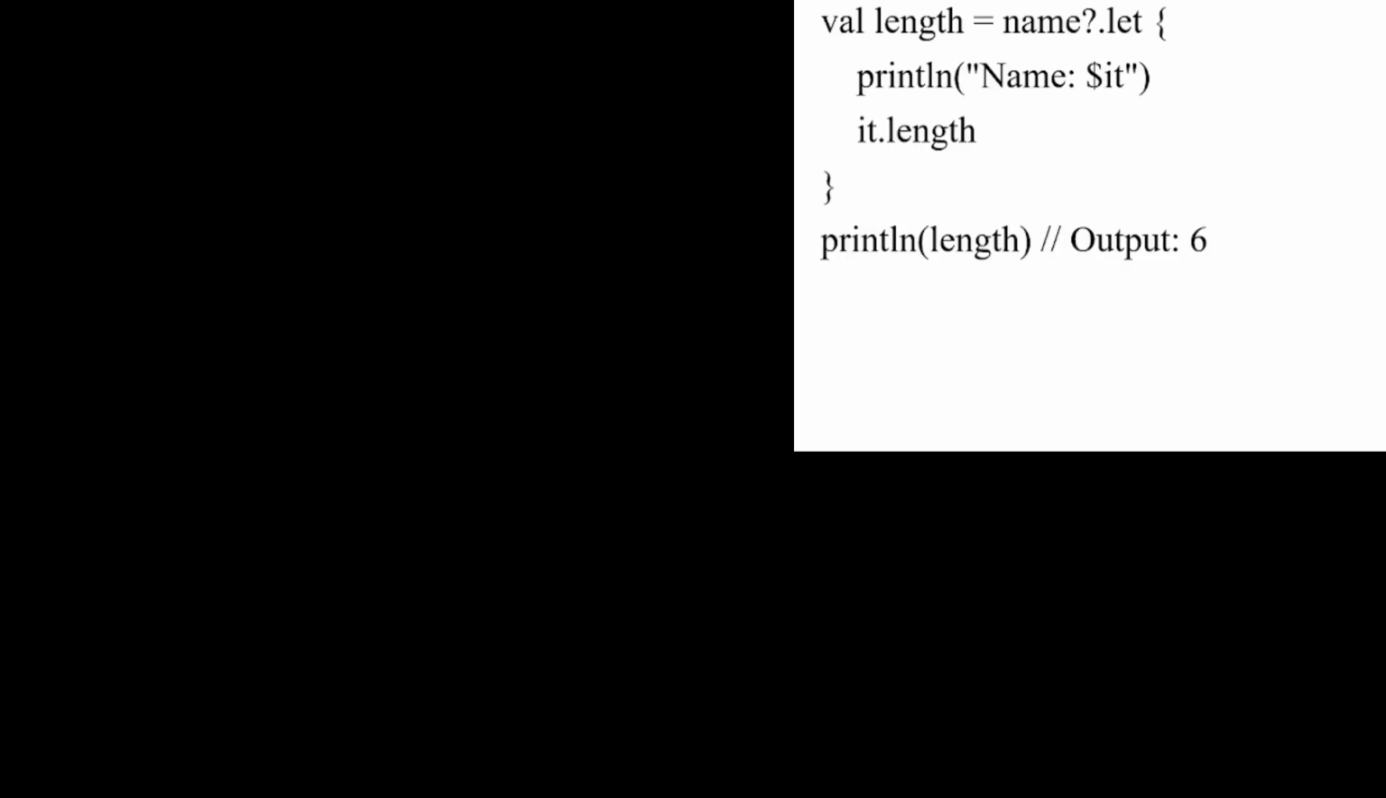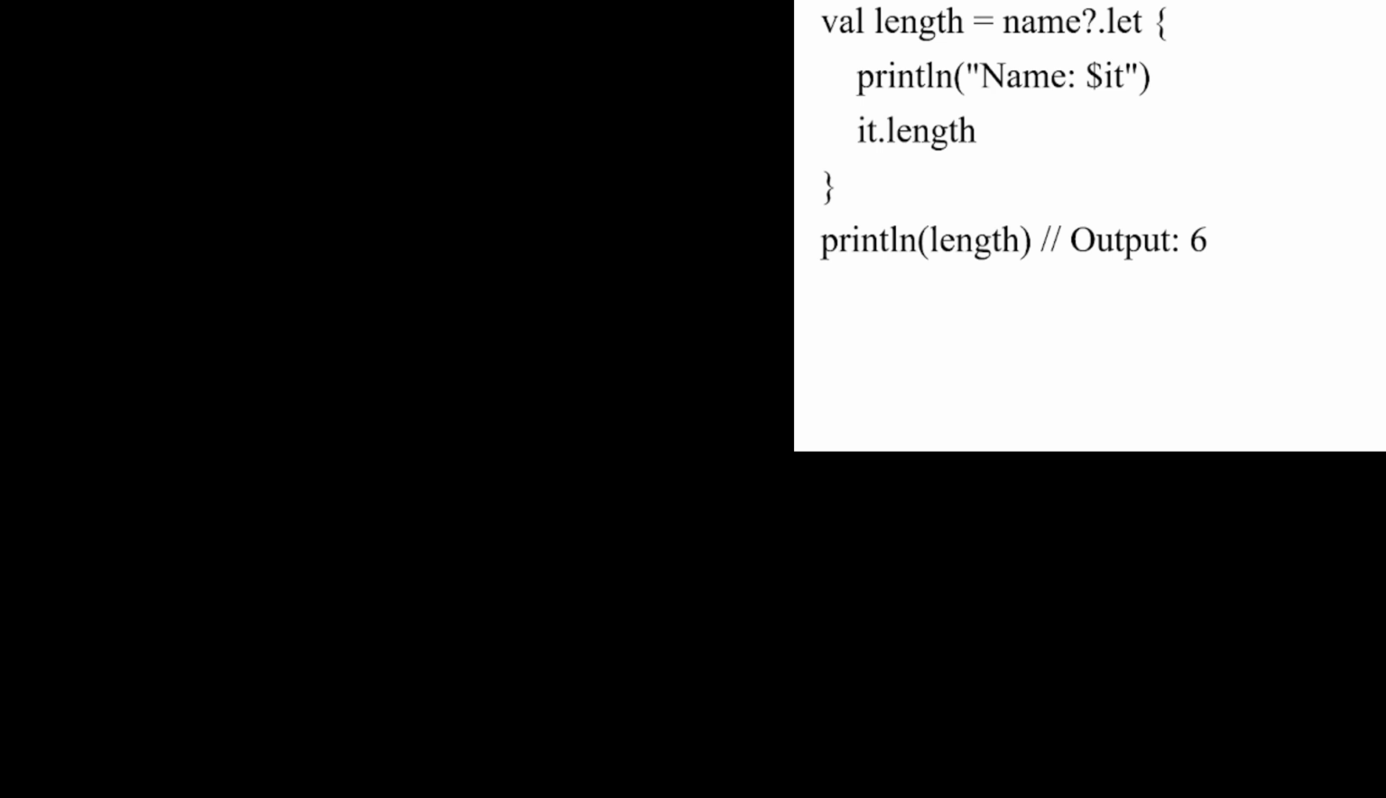The let function is used to perform operations on a nullable object and returns a result. It is often used for null checks or for chaining operations or transformations. I have written an example here where I have taken a name variable of a nullable type, and we have to print that variable. Within the scope function, we print it by using the it context, which is basically the object reference. It will return the length of the string we give here. I have given Kotlin here, so it will return and print the output for the name variable.